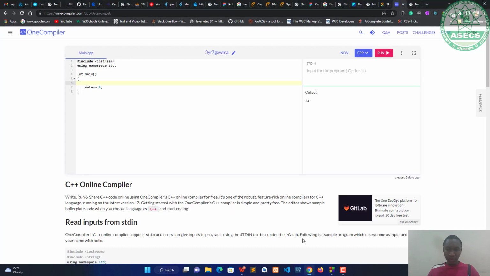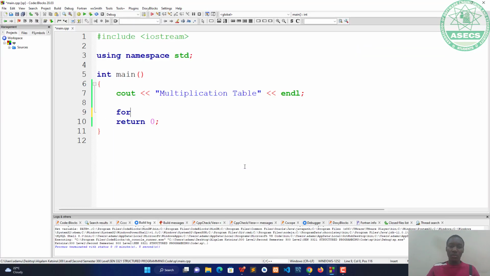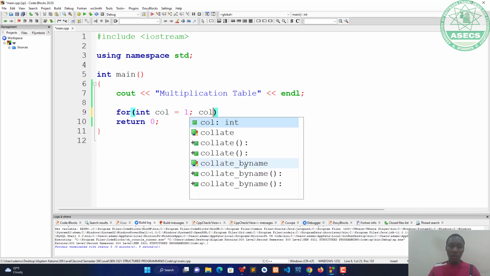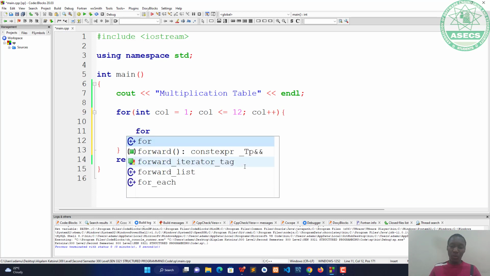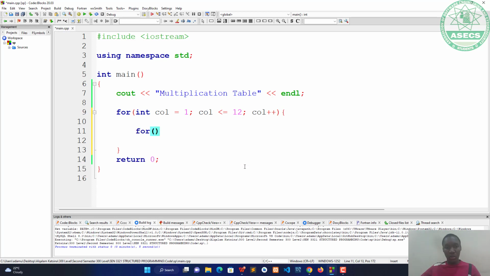Well, now let's try that. So I'll create my outer loop, for int, let's say column equals 1, col is less than or equals to 12, col plus plus. Inside it I will create another loop like it, but this one holds the rows running horizontally. So for int row equals 1, row is less than or equals to 12, row plus plus. So here we say cout.